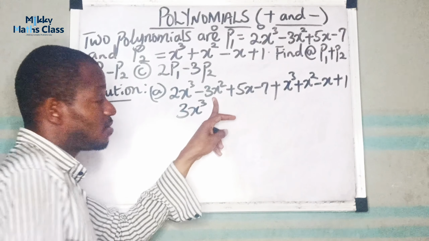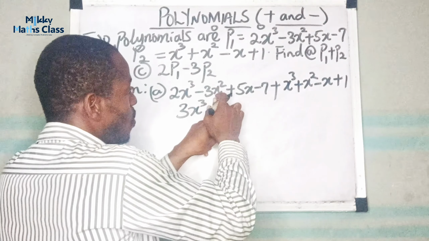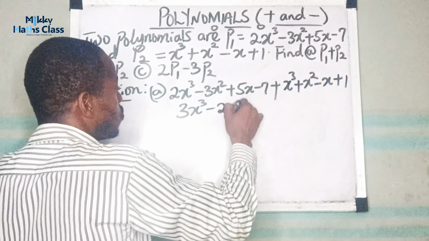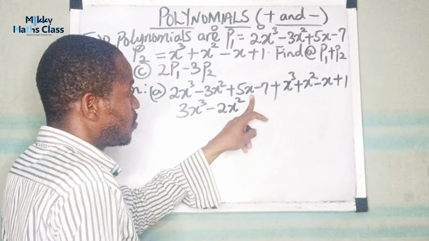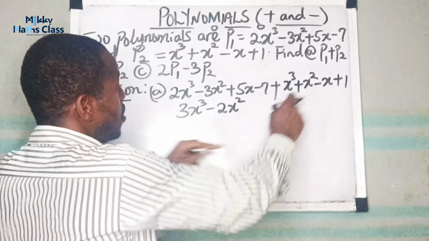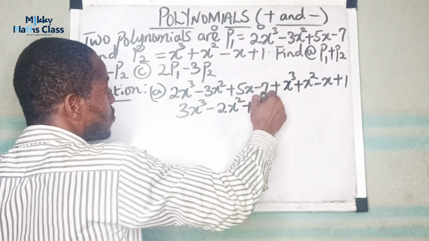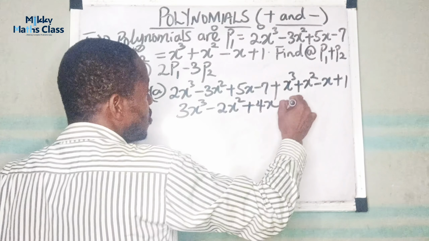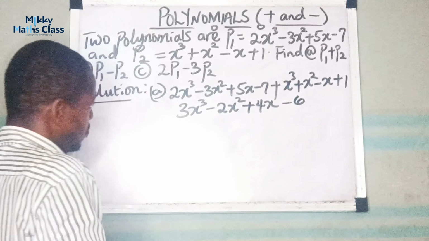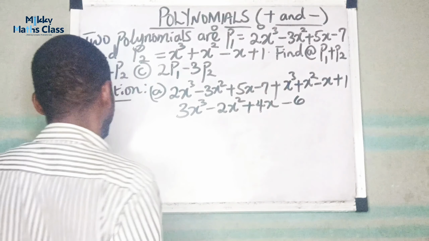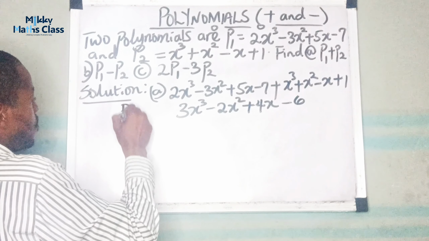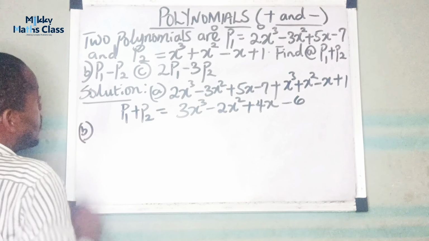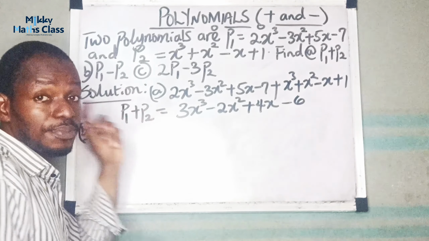Let's look at the squares. Negative 3x squared plus x squared will give us negative 2x squared. Now we have 5x and negative x, that will give us plus 4x. And we have negative 7 and plus 1, that will give us negative 6. So this is P1 plus P2. So let's go again. Now the B part says P1 minus P2.